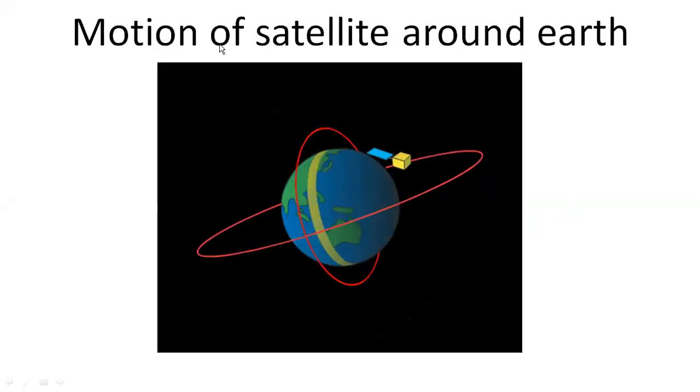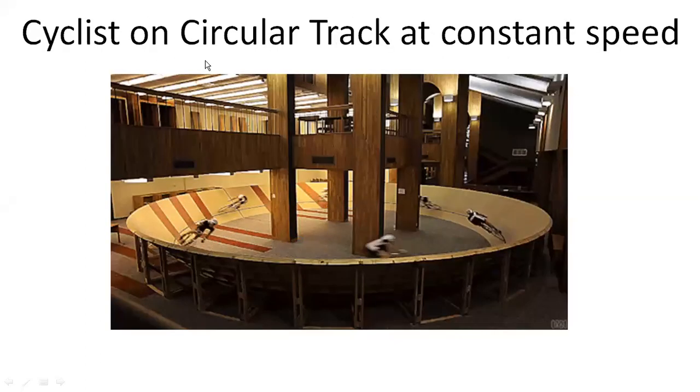Second example is motion of satellite around the earth. Obviously, if moon example we are taking, we can take example of artificial satellite also. Artificial satellite is also moving with the same speed around the earth. So that is also uniform circular motion, same speed, okay, around the earth. What about the third example? Cyclist on circular track at constant speed.